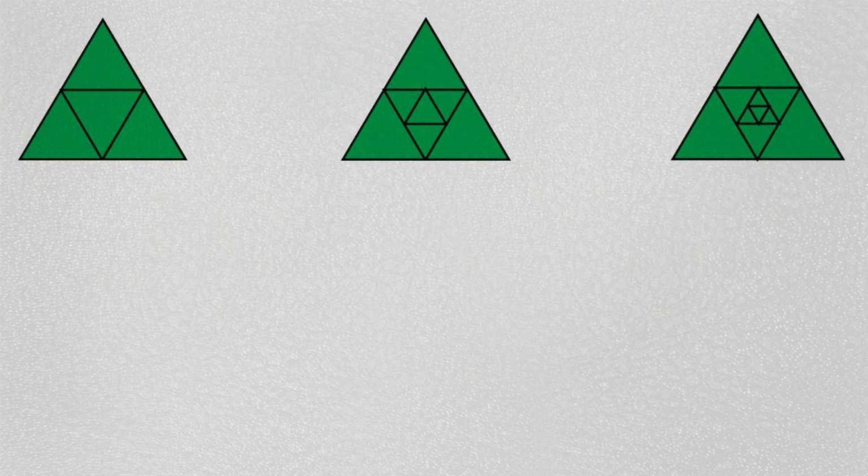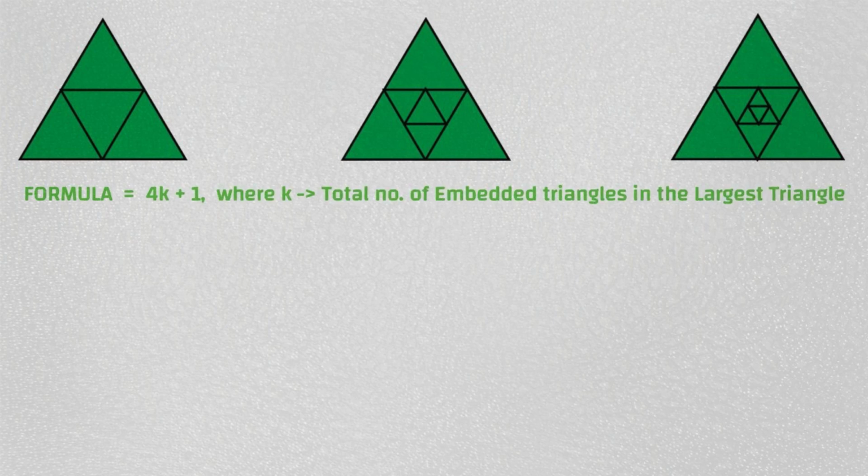So the right way to do it is by using a formula called the 4n plus 1 formula, where n represents the number of embedded triangles inside the largest triangle. But as we have already used n and m in our previous formulas, let's use k here to avoid any confusion. So in the first figure, there is only one embedded triangle inside the largest triangle. So k's value is equal to 1, and thus the total number of triangles will be 4 into 1 plus 1, equal to 5 triangles.